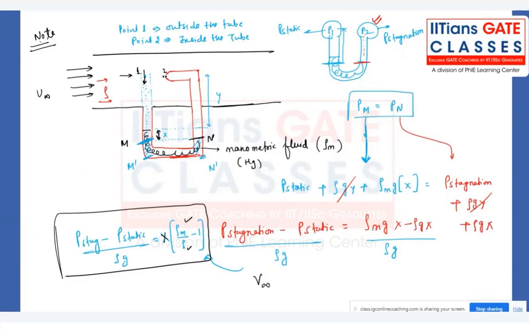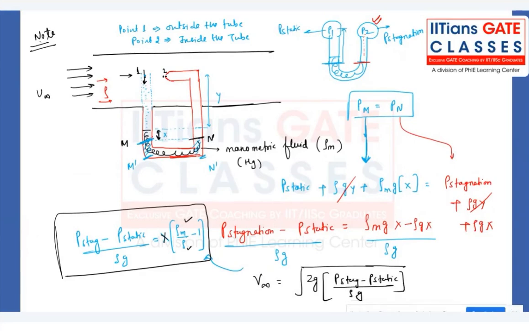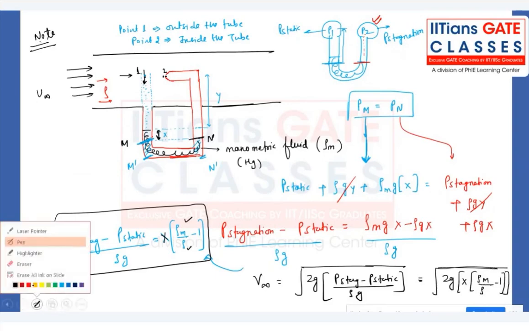V infinity, what is that? Under root of what? Under root of 2g times P stagnation minus P static by rho g. This is the formula we have written, right? So further what we can write? Under root of 2g x rho m by rho minus 1. Please make a note of it.